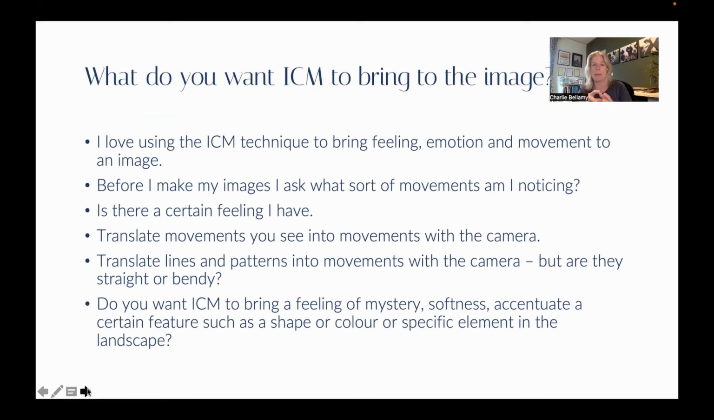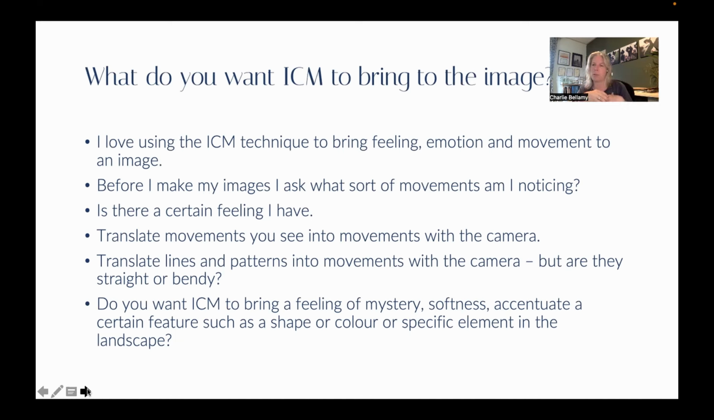Before I make my images, I ask what sort of movements I'm noticing, or what sort of shapes I am noticing. Maybe there's a certain feeling I'm noticing. Maybe it's calm, maybe I'm anxious, maybe it's awe, or I'm just looking at something and feeling beauty. Then what I need to do is translate the movements that you see, or the feeling you would like to bring to the image, into movements with the camera. I already alluded to whether you move smoothly or jerkily.